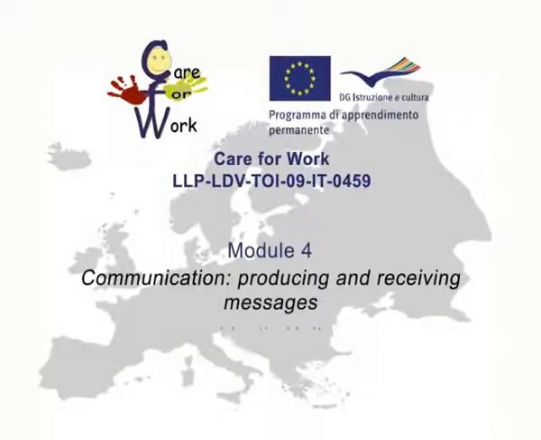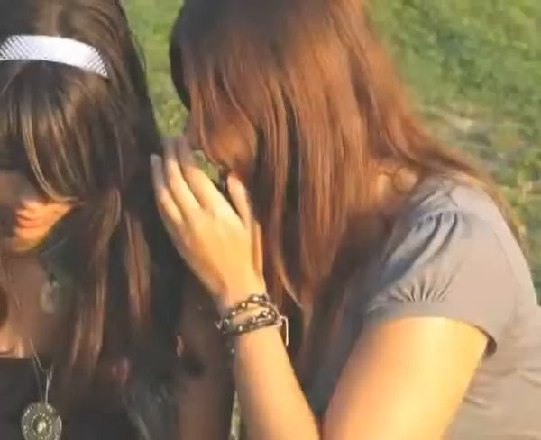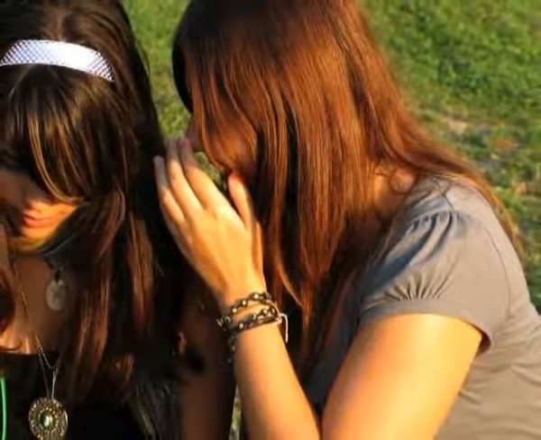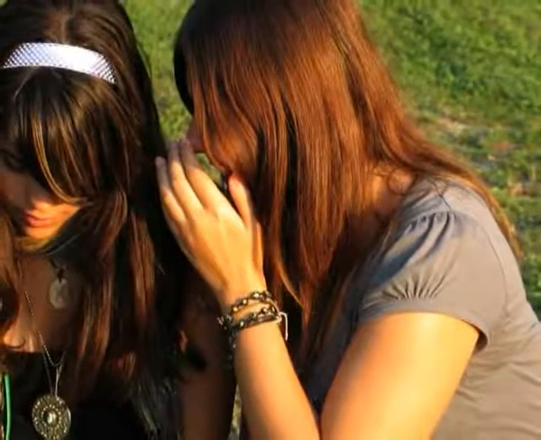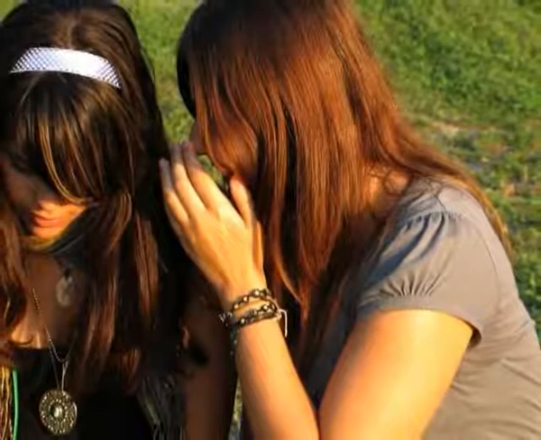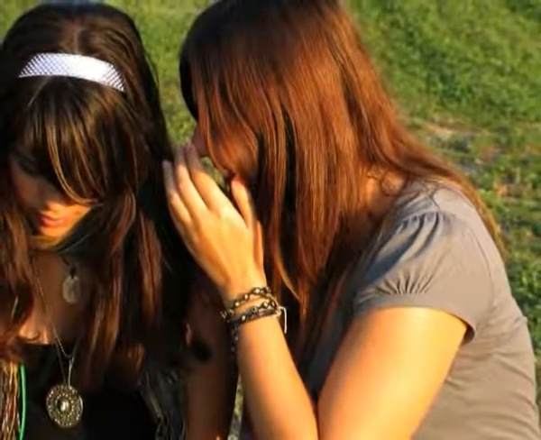Communication. Producing and receiving messages. Communication is the main human manner to develop social and relationship functions. Communication doesn't only occur by means of spoken language, but it is intrinsically enriched by a number of signals, such as facial expressions, posture, eye and body movements.